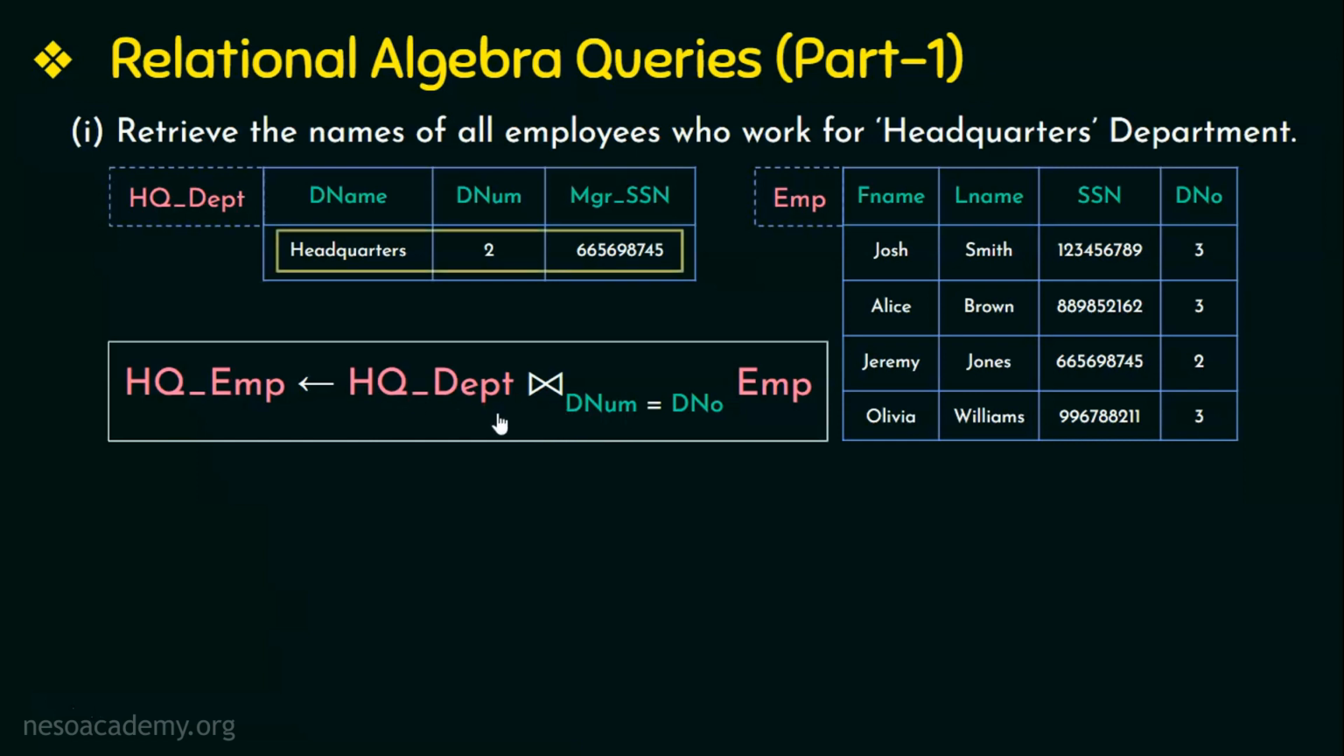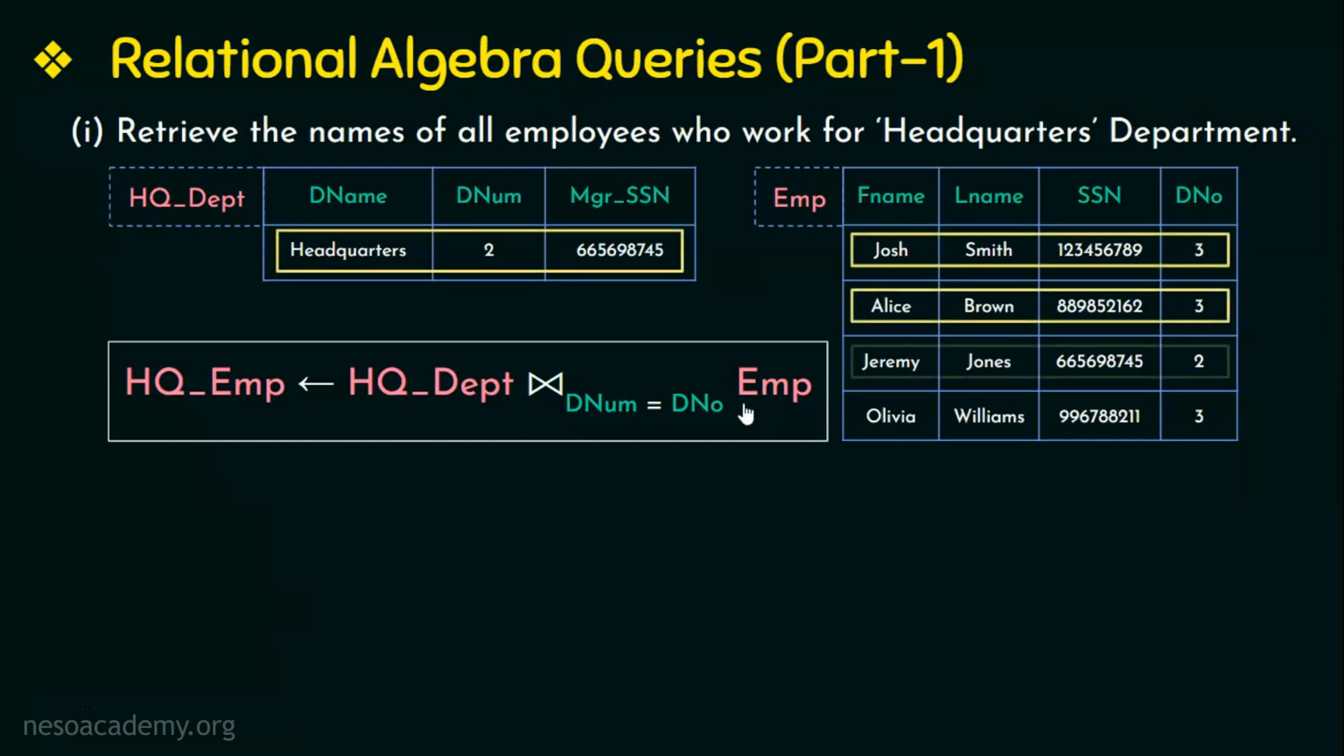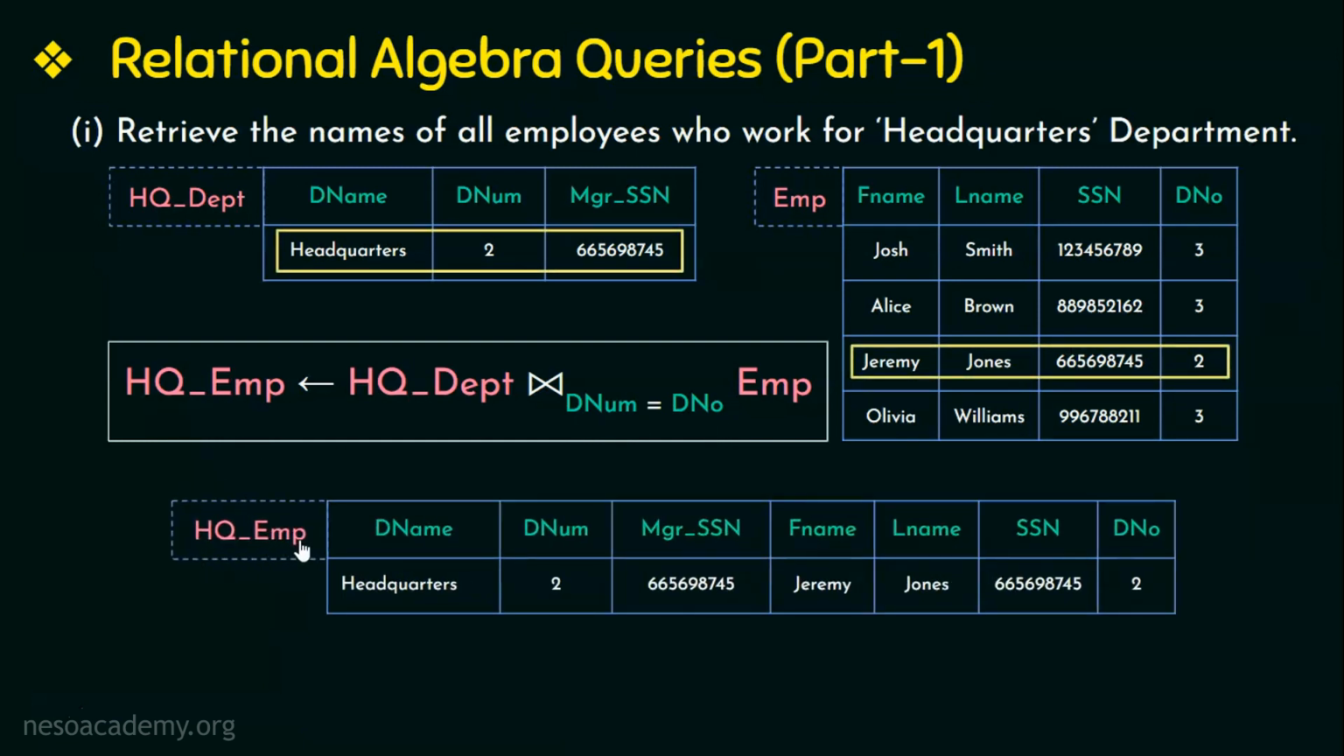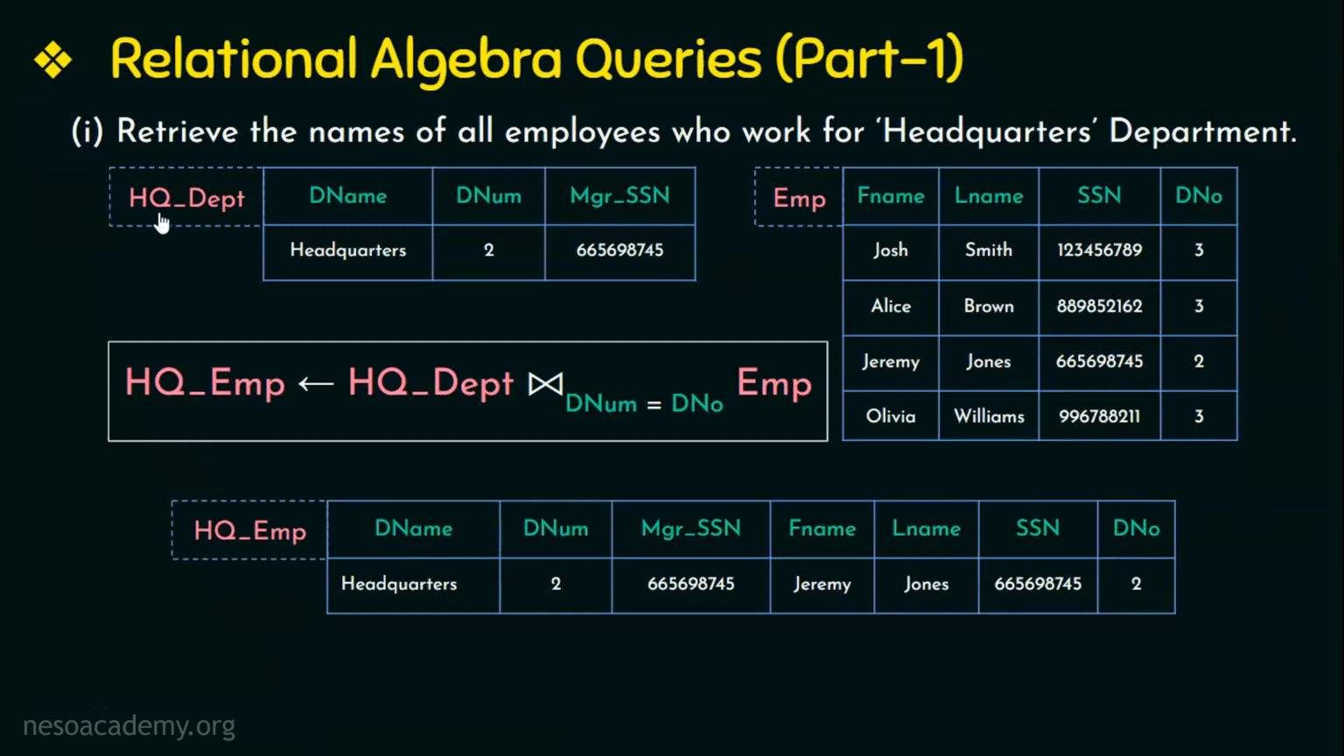So every tuple from the left relation combines with all the tuples from the relation on the right. And then only those combinations of tuples that satisfy the given join condition, that is dnum is equal to dnumber, are displayed in the result. Here we have only one tuple that satisfies the given join condition. Therefore, that combination of tuple will be stored in this relation. As already mentioned, the only attribute that connects these two relations is the department number. And from this relation, we know that the department number of the headquarters department is 2. So we need to find out all the employees working in department number 2. We find that there is only one employee working in department number 2. So this is the second step. Hope you understood this step.